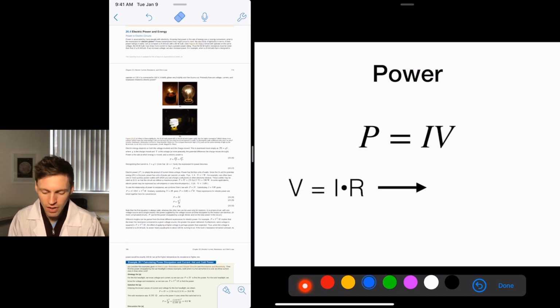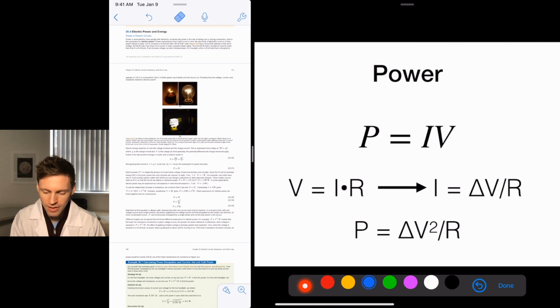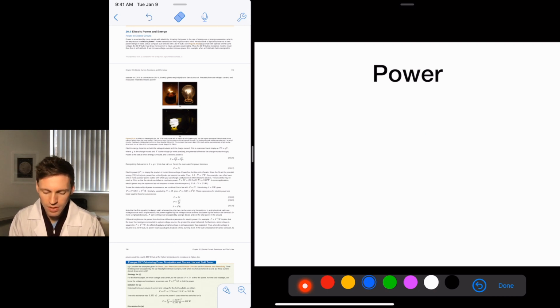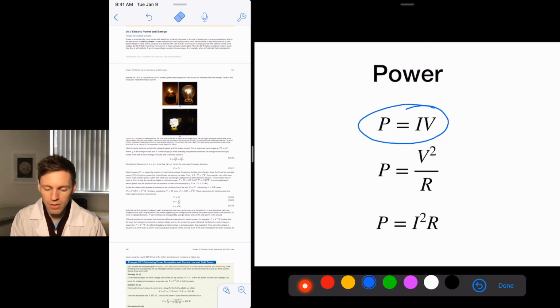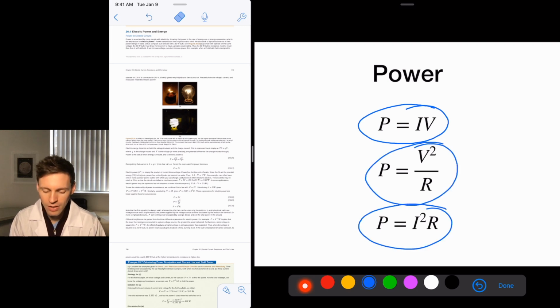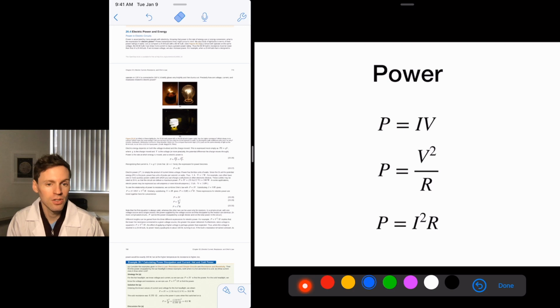So V equals IR, you can replace this V with IR and you get I squared R, or you could replace I with V over R and you get V squared over R. So these are the common equations you're going to see relating the current and voltage and resistance in a circuit to the power that it consumes. So P equals IV, power equals current times voltage, it equals V squared over R, and it equals I squared R. So those are the three equations you're going to use all the time.